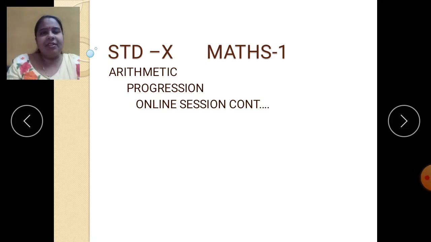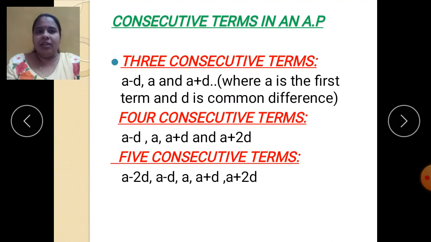We have started with the third chapter, that is arithmetic progression, and completed a few sums from 3.3. In this session, we will continue further. But before we do that, you should know these few terms which will be used in AP, when we have to assume 3 consecutive terms, 4 consecutive terms, and 5 consecutive terms.